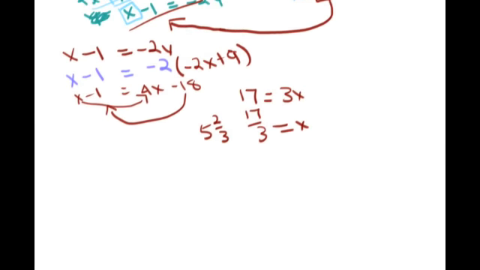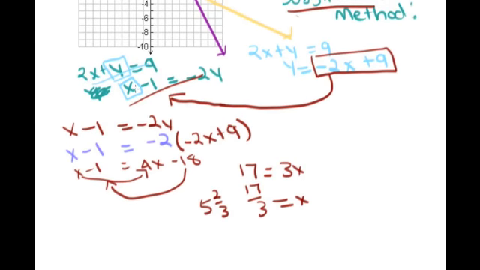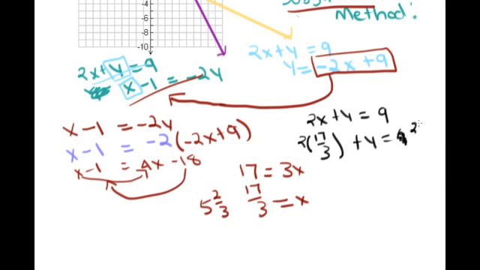So you come back, and now to find the y value, all we do is plug this x value in for x. So 2x plus y equals 9. So 2 times 17 over 3 plus y equals 9. And 9 is also known as 27 over 3, because 27 divided by 3 is 9. Since we're dealing with thirds, it's good to put that one in thirds.